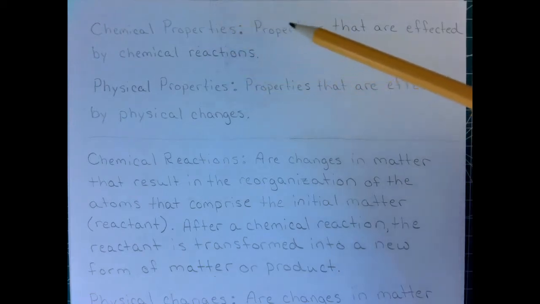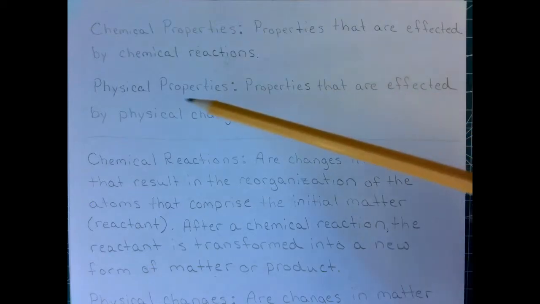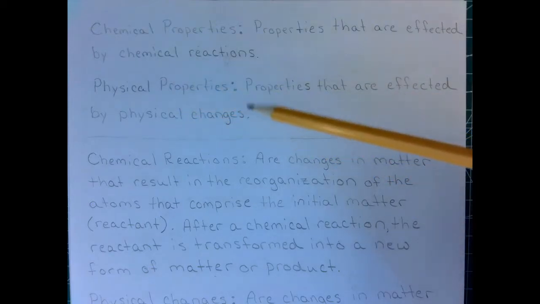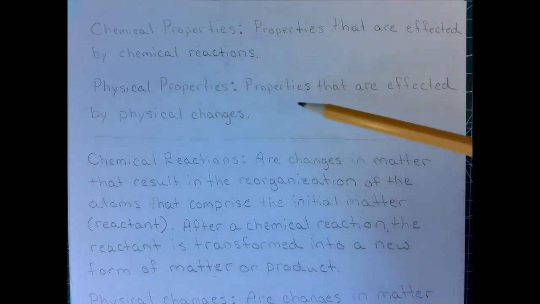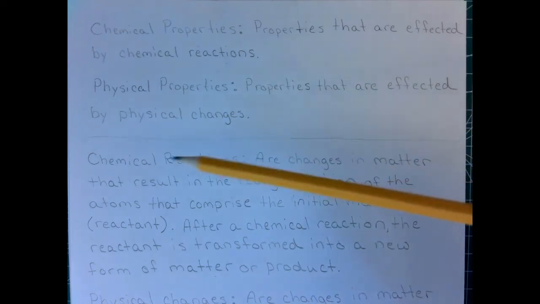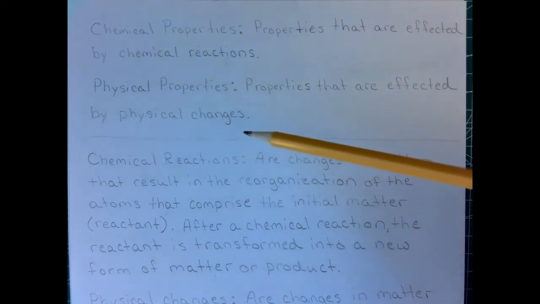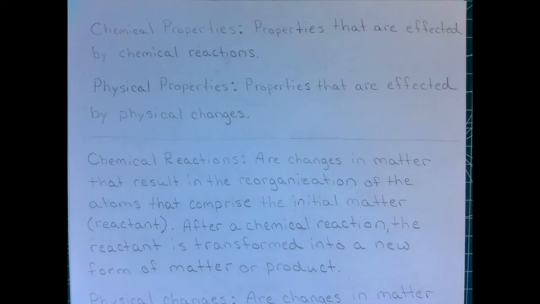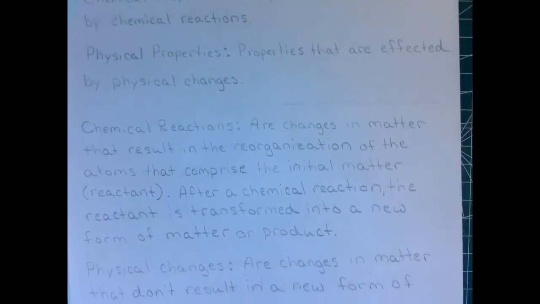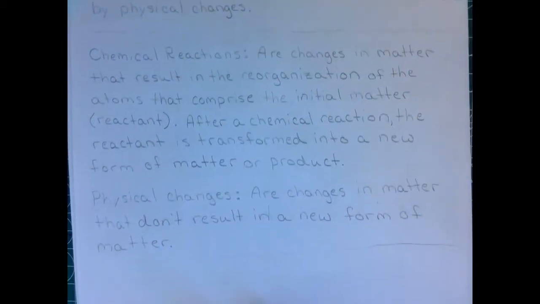Chemical properties are the properties that are affected by chemical reactions, and physical properties are the properties that are affected by physical changes. So, what are chemical reactions and what are physical changes?